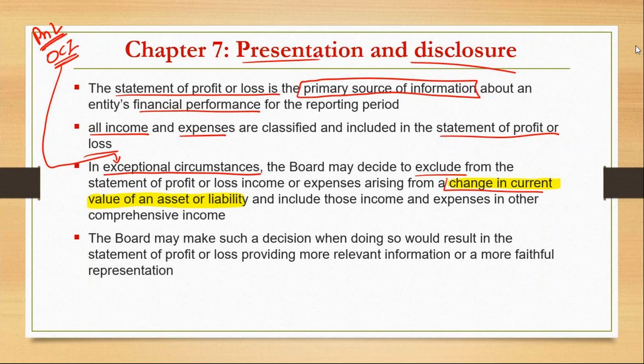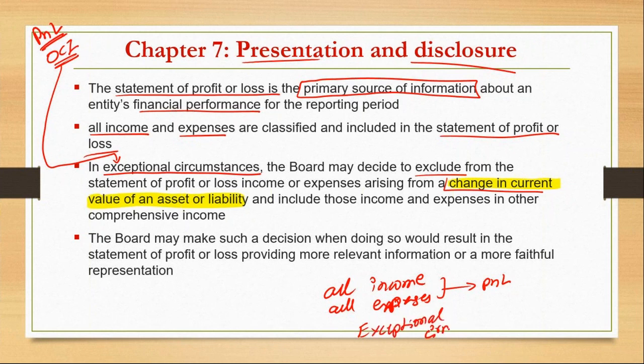Okay, so let's read further. So we say that all income and all expenses will go to P&L other than the exceptional items. There are some exceptional circumstances which will be taken to OCI, that the board will decide which things should be taken to OCI, but anything which is a change in the current value can only go to the OCI.